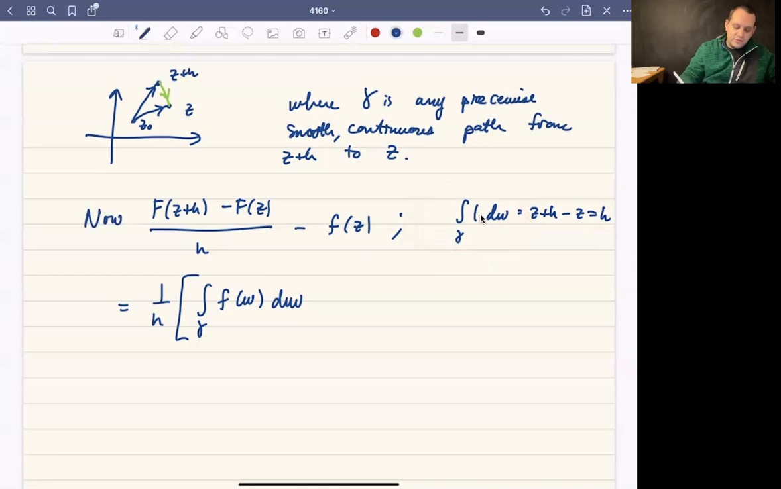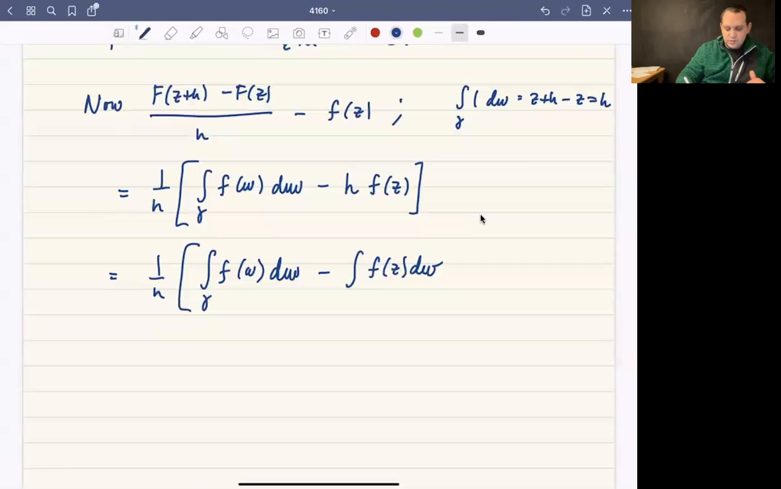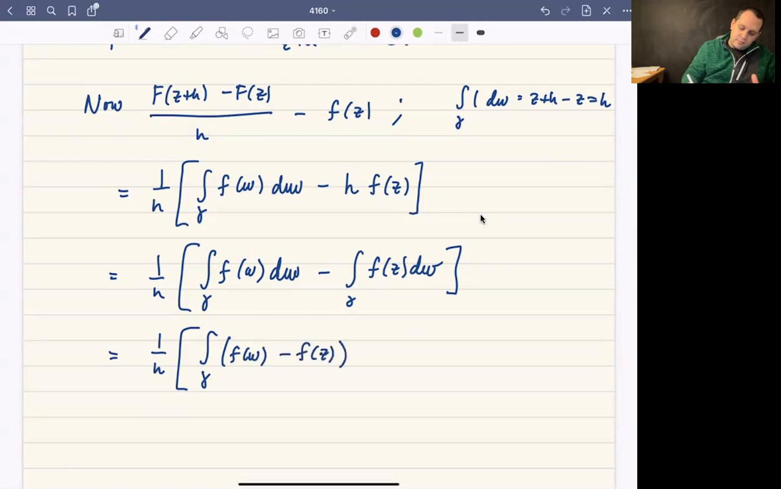So what we can do is factor out an h in f of z here. And that is going to be useful because this is going to be 1 over h times the integral over gamma of f of w dw minus the integral of f of z dw, because f of z is just a constant with respect to w, so we can bring it in and out of the integral with no problem. Really we can write this as a single integral: 1 over h times the integral over gamma of f of w minus f of z, where the integral is with respect to w.